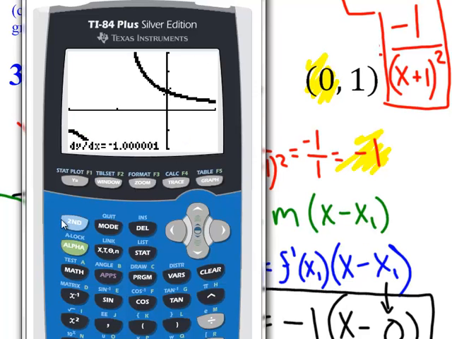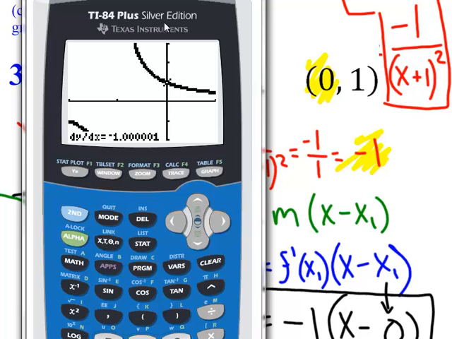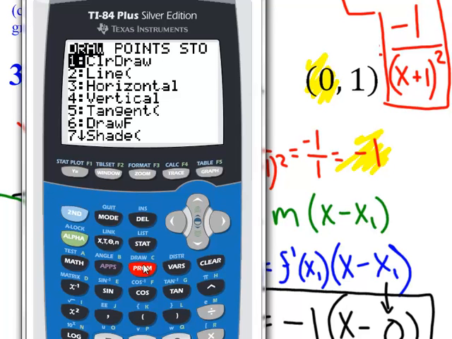Even better, this is probably the only time in this class that you'll ever go to this menu, but I'm going to go to Second, and then right above the Program menu, it says Draw, and notice that option number 5 there says Tangent.